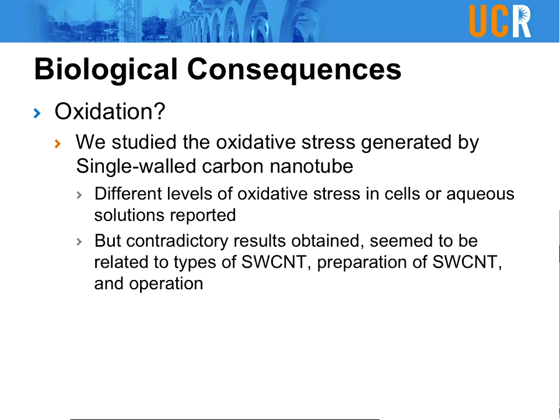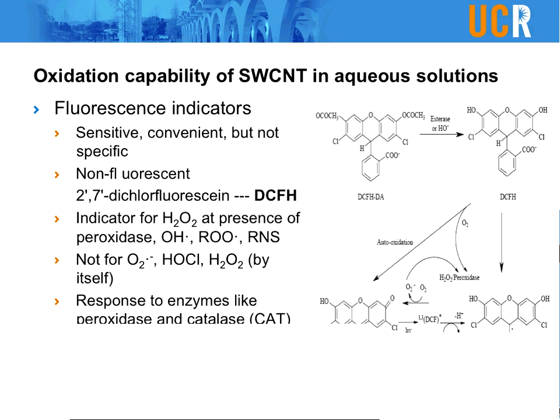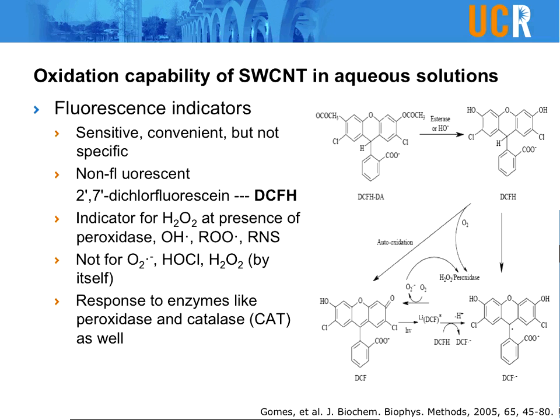So we actually started our study in aqueous solution. We haven't done any cell tests so far. That's what I want to emphasize, because that would be quite different from your research. First of all, we studied oxidative stress using a fluorescent indicator, which is very sensitive, but unfortunately not very selective. After you find out they could produce fluorescence in the environment, you still have to go on to identify the specific species that generate the fluorescence.